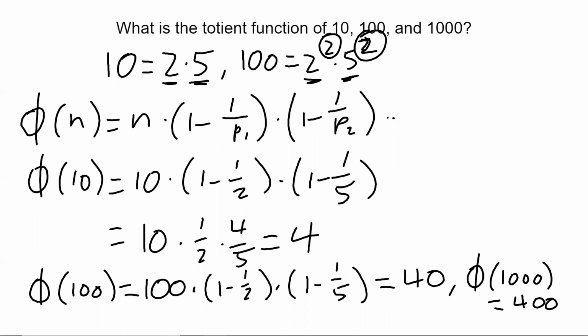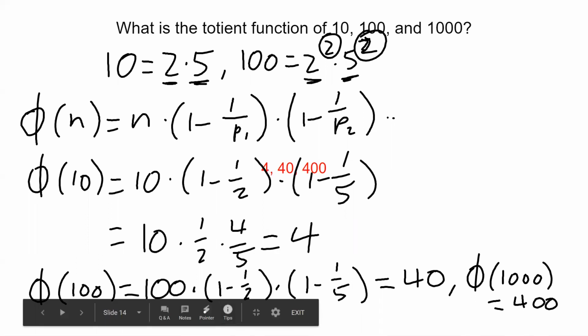So this is probably the most important Totient function to remember. If you can remember the Totient functions of the powers of 10, then that's already useful, because a lot of questions will ask you to find the first digit or the units digit or the tens digit or the hundreds digit of this number. And whenever you find the digit of a number, you always take it mod a power of 10. So the answer would be 40 and 400.